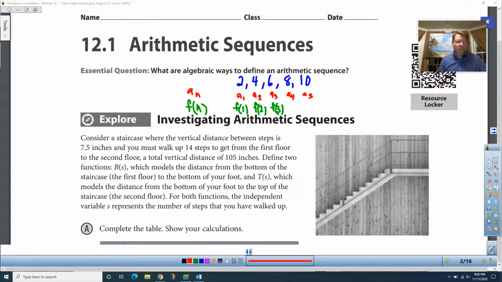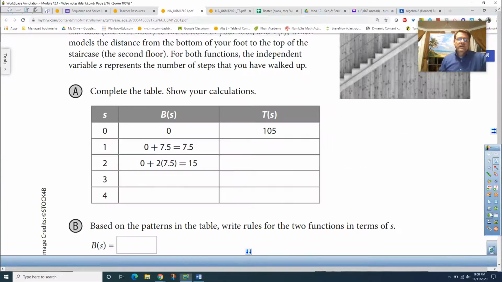Let's jump here to our next page. They've got this set up here, showing starting at the bottom, steps. So at step 0, which is also known as the floor, we call this the floor.